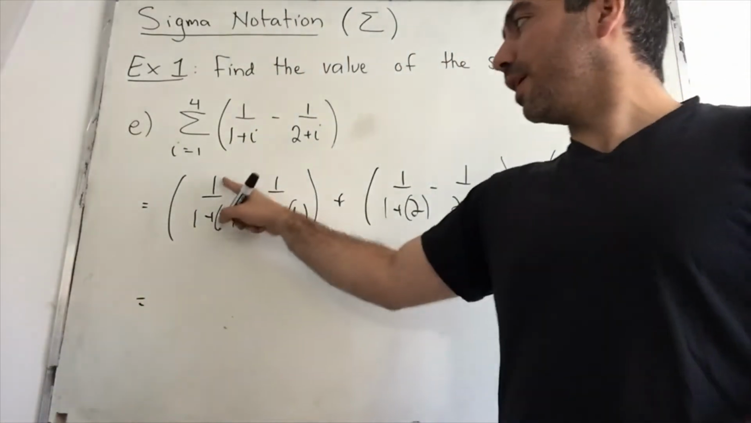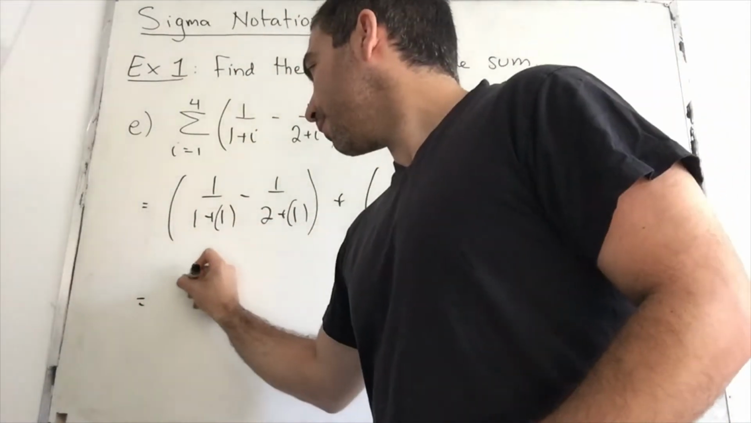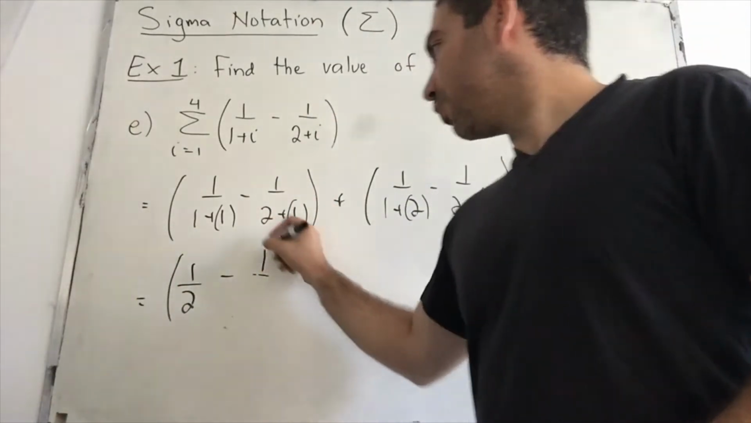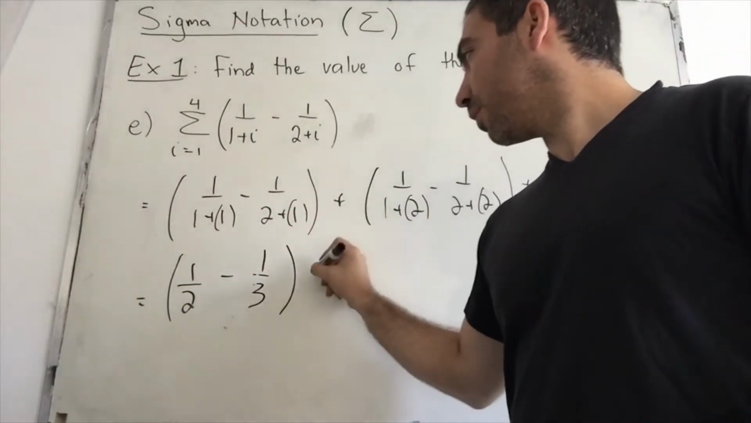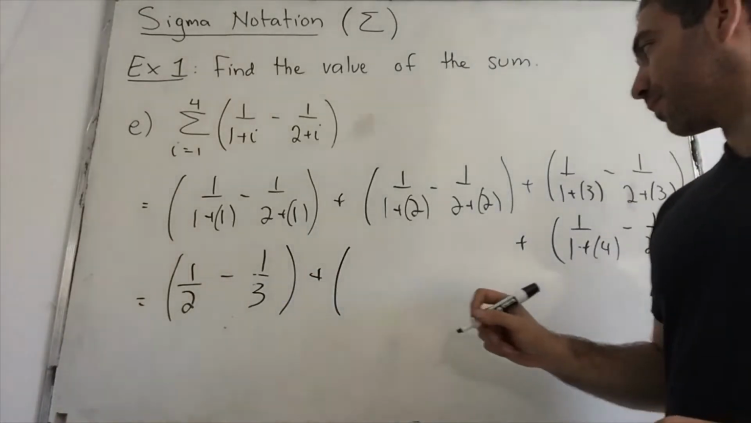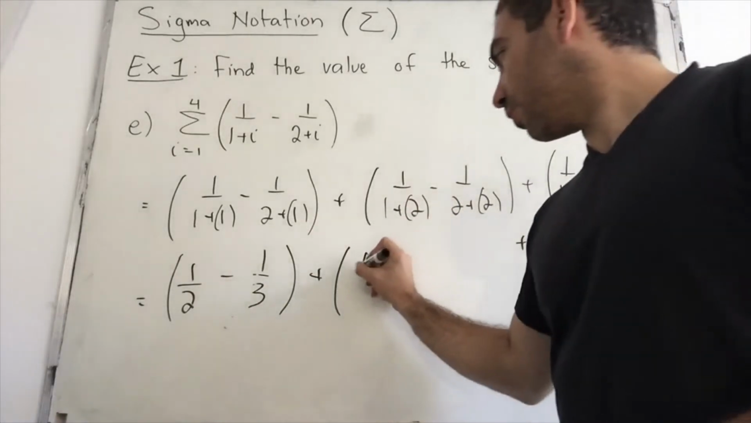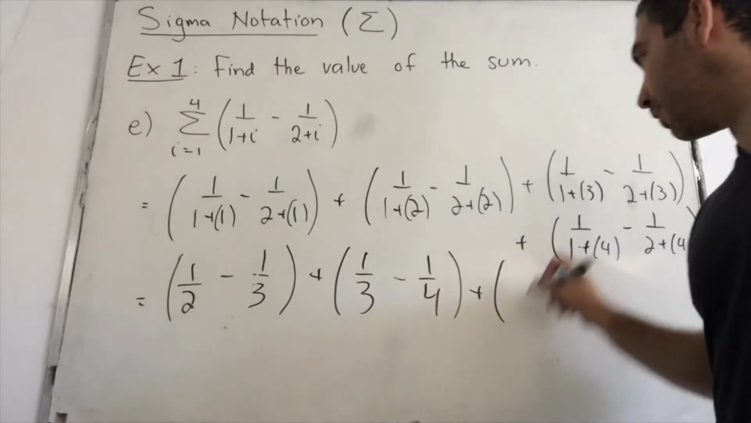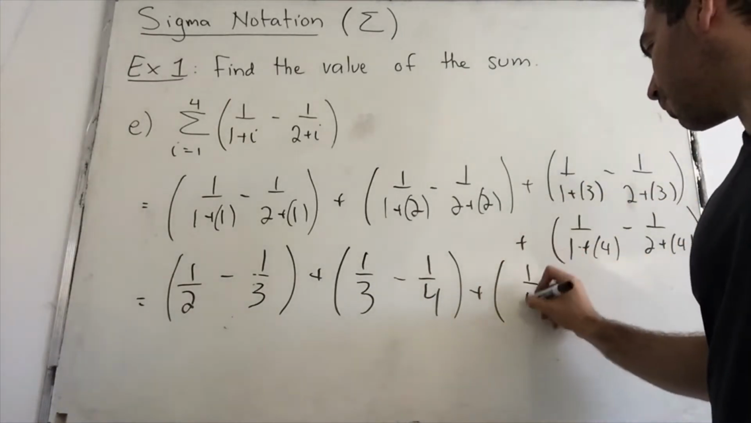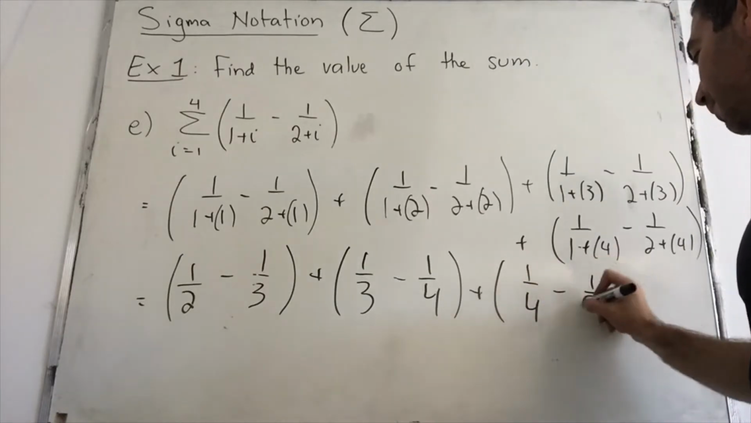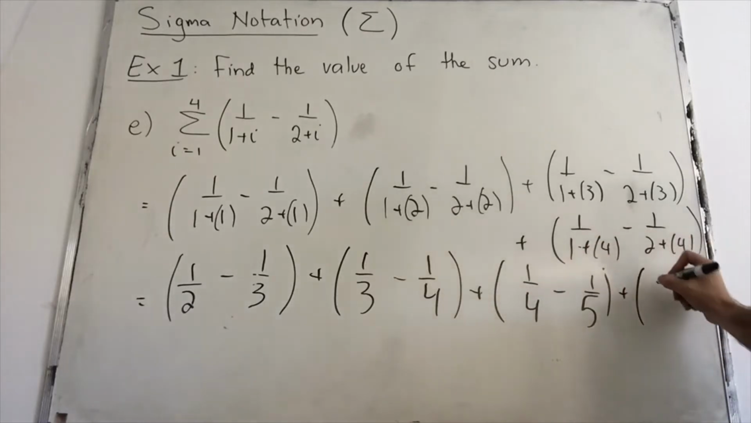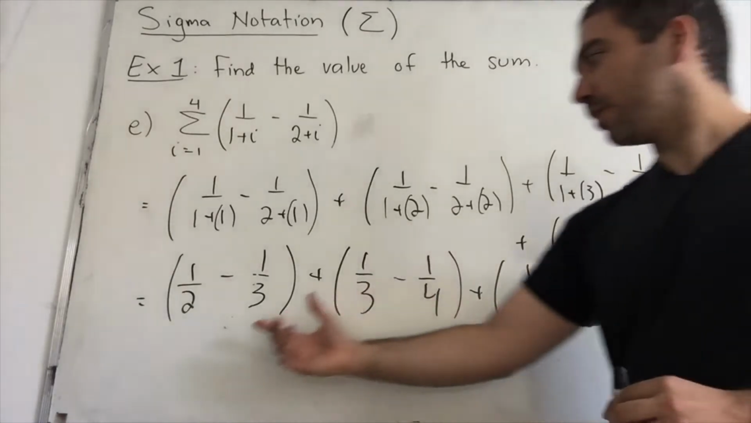So the first bracket over here, we have 1 over 1 plus 1, which is a half, minus 1 over 2 plus 1, which is a third, plus a third minus a fourth, plus, in this bracket up here, a fourth minus a fifth, plus the last bracket here, a fifth minus a sixth.